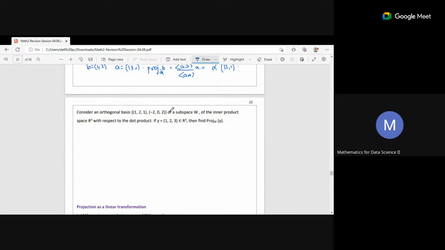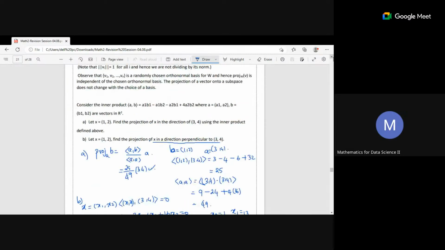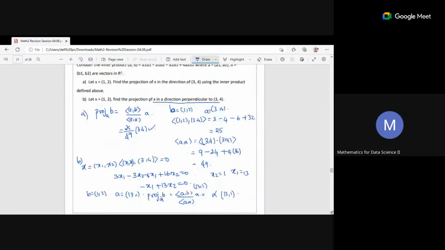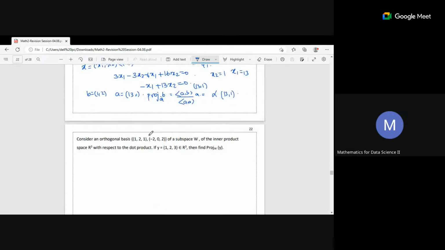Now consider an orthogonal basis of a subspace W. Suppose you are given a basis for a subspace and you are asked to find the projection of any other vector onto this particular subspace. Already here in this case the basis is given. Suppose the basis is not given, then the first step will be to find a basis. Sorry, you need to find the projection of Y on W. You need an orthonormal basis. Please remember that. So first of all, you need to verify, is this orthogonal?